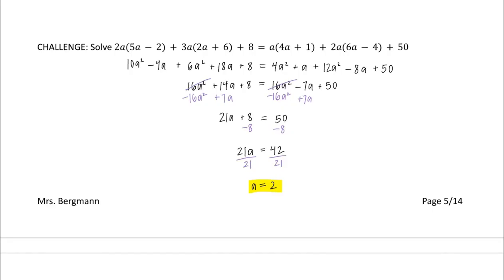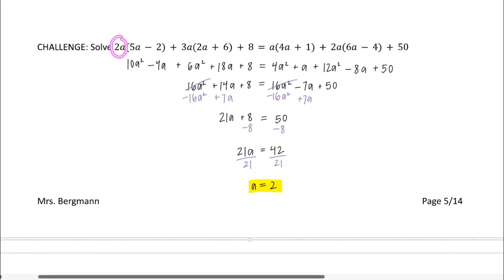Hopefully you guys were able to get a little bit on that problem, even if you didn't get it all the way. You're understanding how to multiply monomials by polynomials. That's the main goal of what we're learning here today.